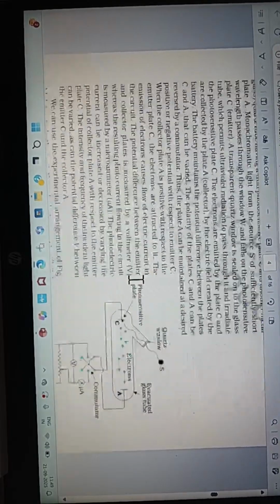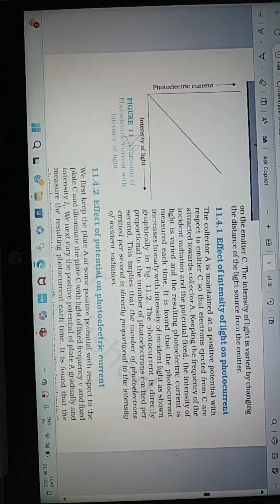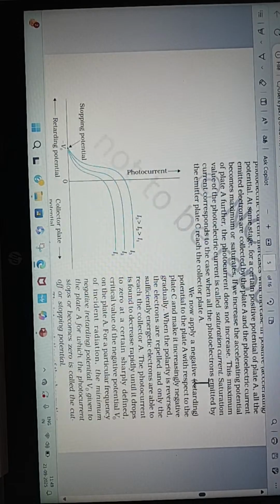See, the next part is these graphs. First one: if the intensity of light increases, photoelectric current increases. Straight line. Intensity is directly proportional to current. Then the second one is the effect of potential on photoelectric current.